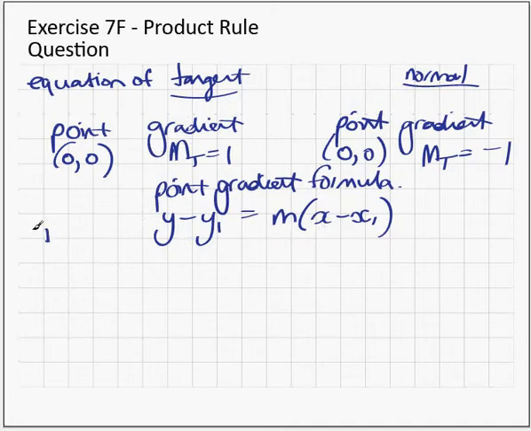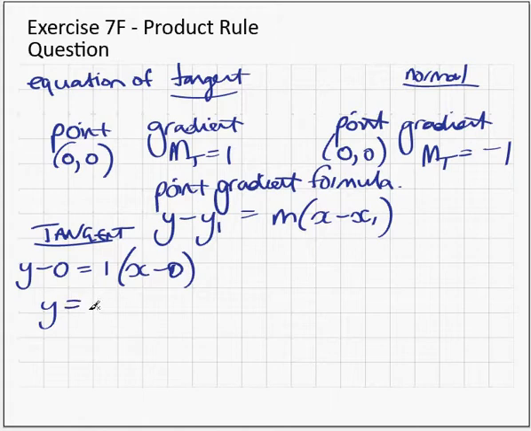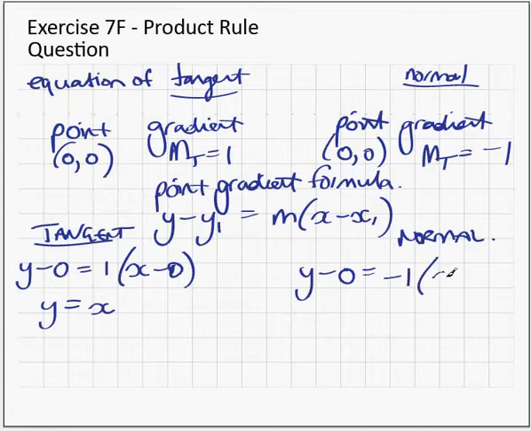So for the tangent, what we have is y minus 0 is 1 times x minus 0, which is y equals x. That is the equation of the tangent at x equals 0. Now for the normal, I do the same process, y minus 0, except my gradient is now minus 1. So the normal is y equals minus x. And that's the answer to that question.